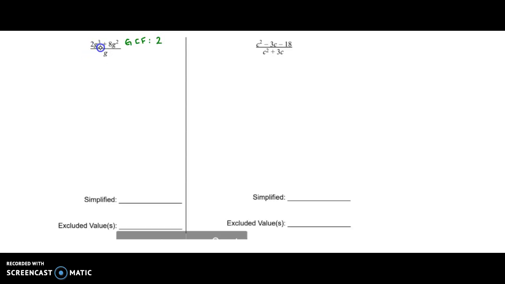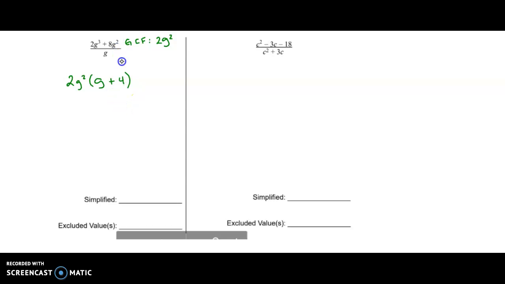And I also noticed there are g's, right? How many g's do they have in common? 2 of those, so 2g squared, right? And so that's my GCF, 2g squared in the numerator. And so 2g squared times what is 2g cubed? That's going to be 1g. And then 2g squared times what is 8g squared? That's going to be times 4.